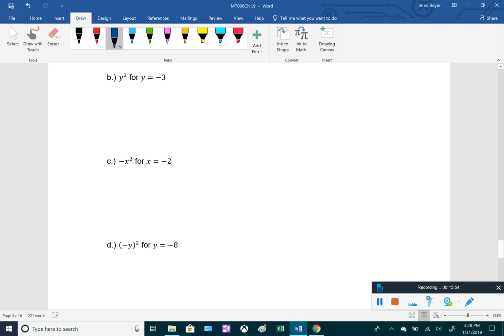Next, we have y squared. We're going to evaluate that for y equals negative 3. So we're plugging in a negative 3, so that needs parentheses around it. So negative 3 all squared, because the whole entire y is being squared. So negative 3 squared is negative 3 times negative 3, which is a positive 9.